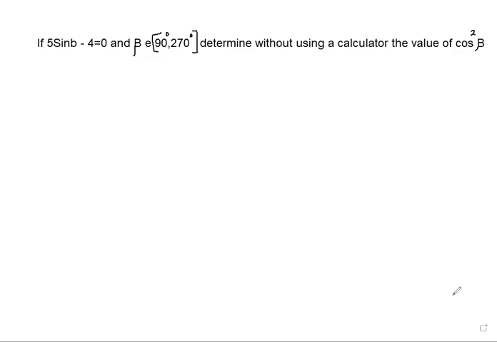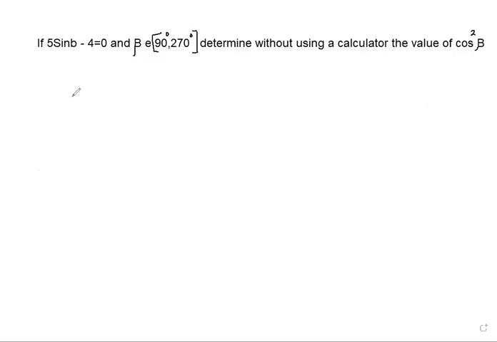On this session, we'll be dealing with trigonometry for grade 10. Here they're just saying: if 5 sine beta minus 4 is equal to 0, and beta is an element of [90, 270], determine without using a calculator the value of cos squared beta.